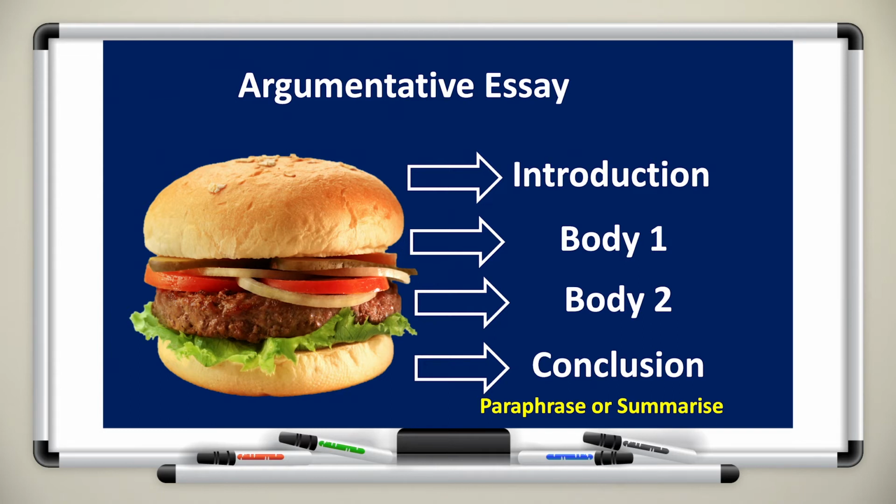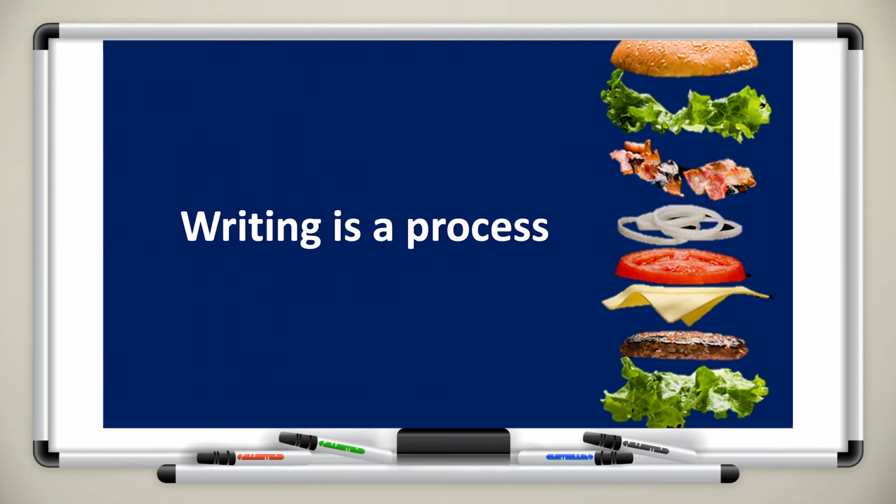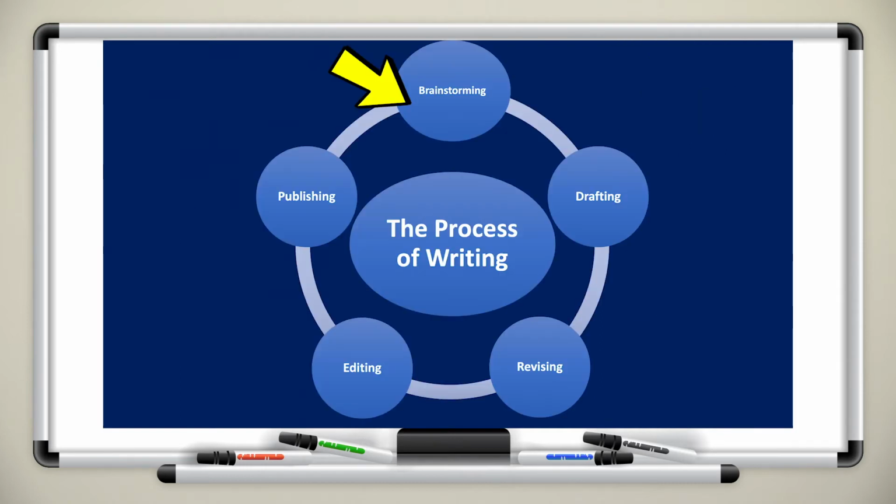So let's get started. Remember, writing is a process, so you need to follow a number of steps in order to reach the final part of your essay. We always start with brainstorming. So when we brainstorm, we gather our ideas. Then we move on to the next step, which is drafting, writing the rough copy of the essay. After that, we'll move on to revising, to check the information and the ideas presented. We move on to editing, where we can edit our work for grammar, spelling, and so on. And finally, it's ready to be published.